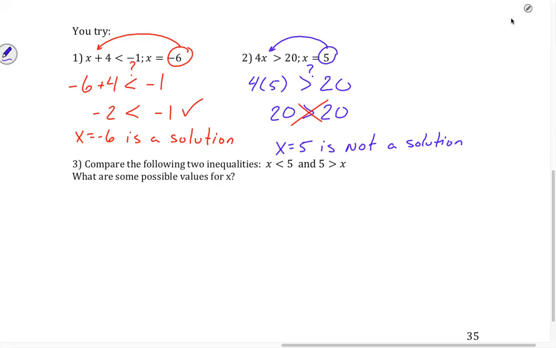Now it says compare the following two inequalities. X is less than 5 and 5 is greater than x. What are possible values? Could somebody give me a solution here? Liam? X equals 6. Is 6 greater than 5? Okay. You sure? Is 6 greater than 5? So let me put this in for you. Is that true or false, Liam? That's false, right? Negative 6. So this is true.